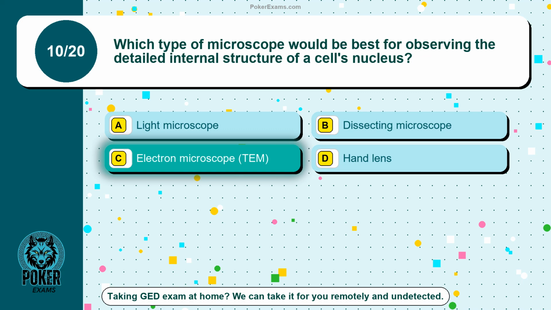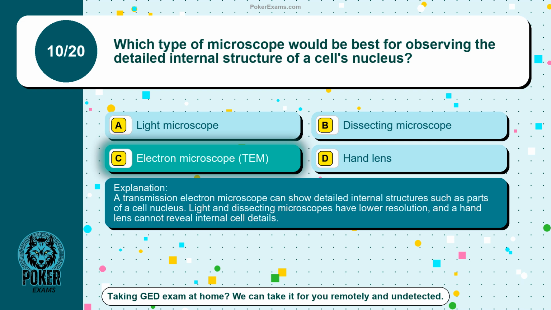The correct answer is option C. Electron microscope, TEM. A transmission electron microscope can show detailed internal structures such as parts of a cell nucleus. Light and dissecting microscopes have lower resolution, and a hand lens cannot reveal internal cell details.